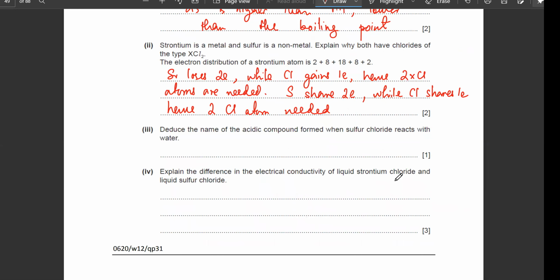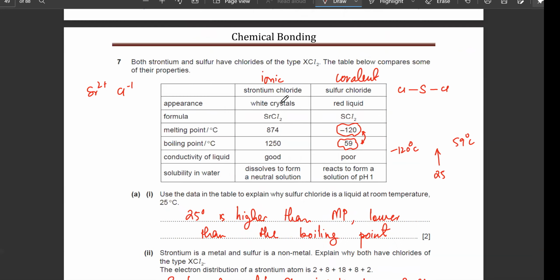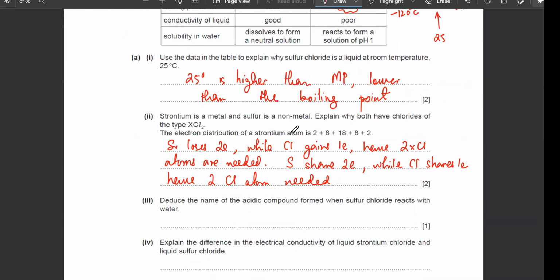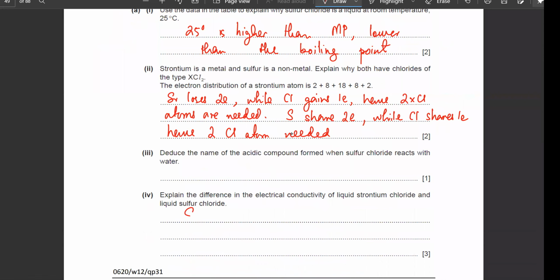Explain the difference in electrical conductivity. Why does liquid strontium chloride conduct electricity? That's the last question, let's finish this up. Why does strontium chloride conduct electricity when it's liquid? Because the electrostatic forces aren't that strong, so the ions can move. When they're energetic, the ions, the charged particles, can move around. So SrCl2 has free moving ions.